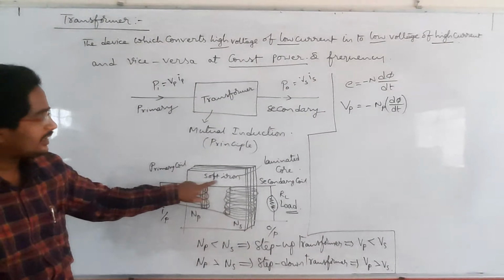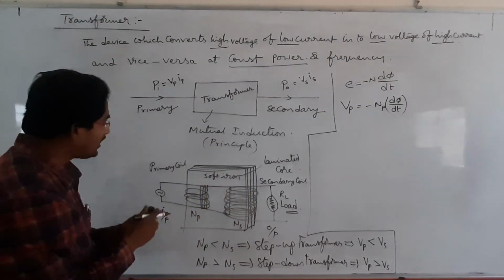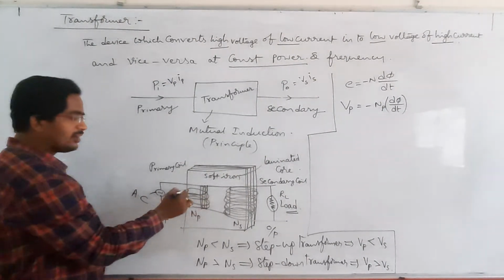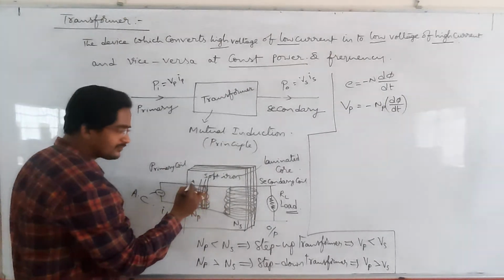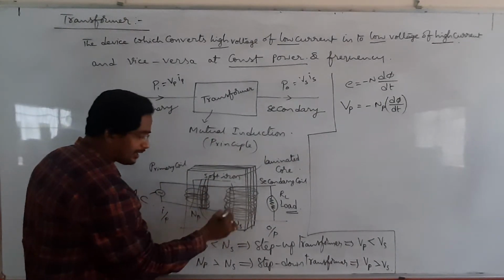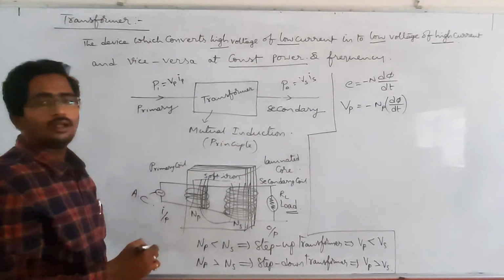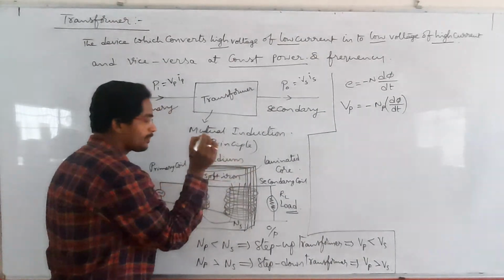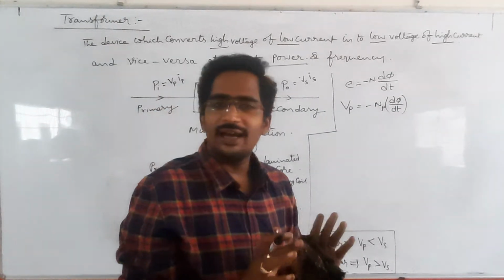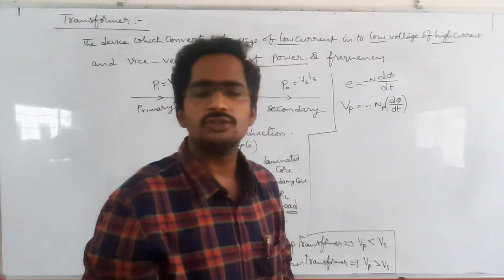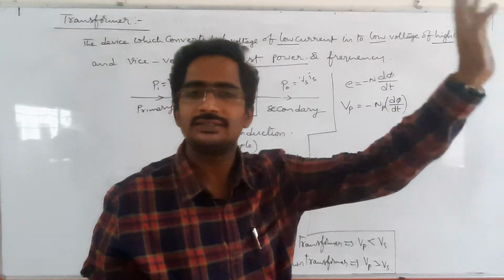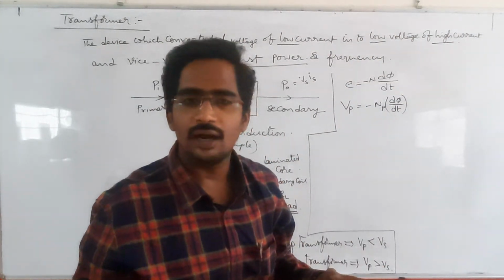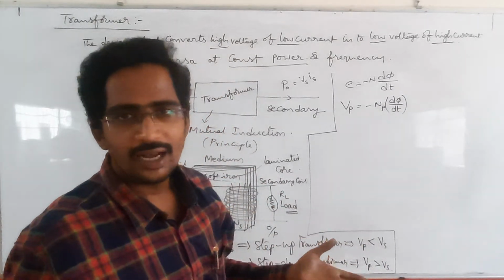What is the use of the soft iron core? The flux induced here, due to the variation of the alternating current, will go through the soft iron material and be completely linked with the secondary. So it is acting as a medium without any loss of magnetic lines. All the lines should go to link with the secondary coil. For linking like that, we have used a medium called the core, soft iron core, laminated core.